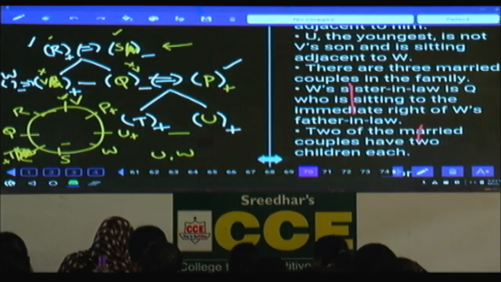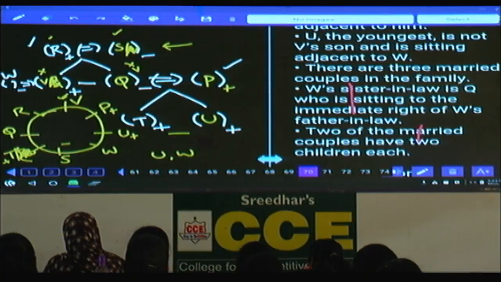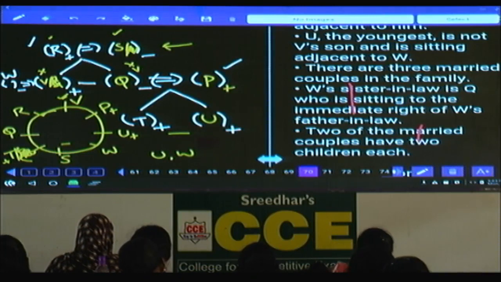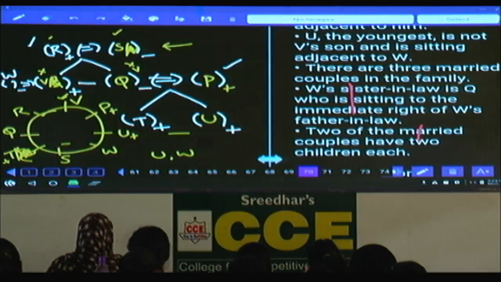What is the position of T's father with respect to R's daughter-in-law? Who is R's daughter-in-law? R's daughter-in-law is W. Now who is T's father? P. And what is the position of P with respect to W? Second to the right. Second to the right is given in choice 3. Check out the choices. Choice 3 is the answer, isn't it?